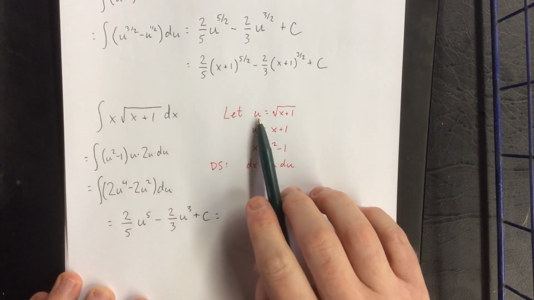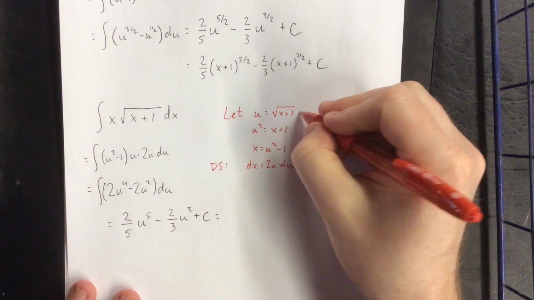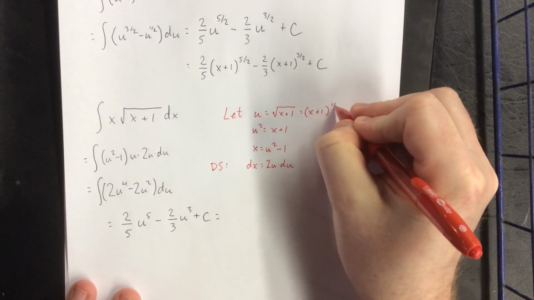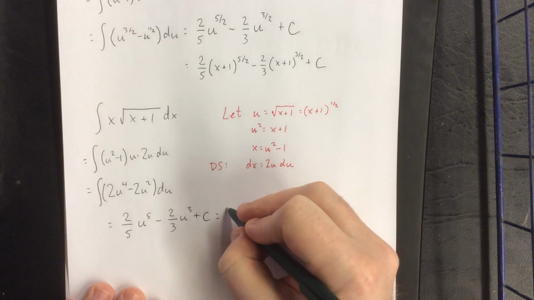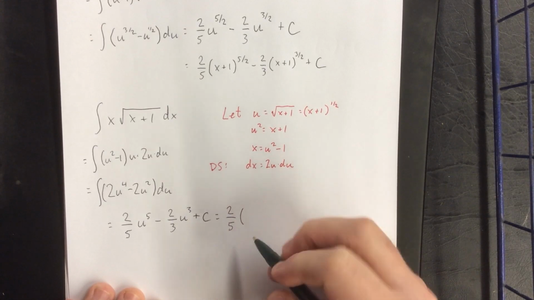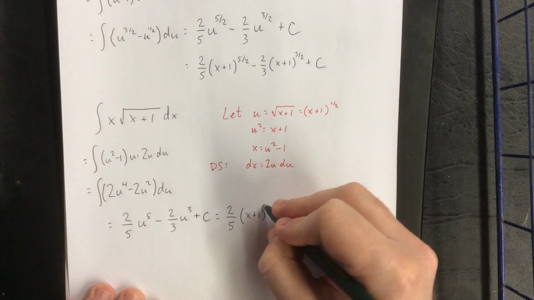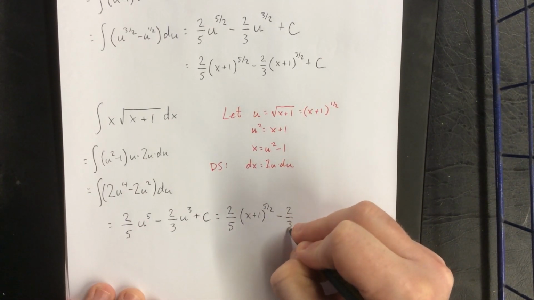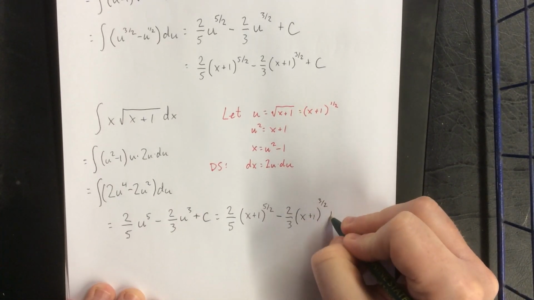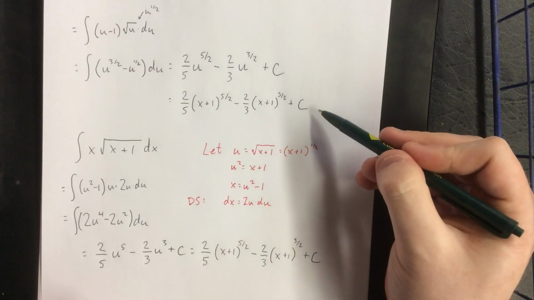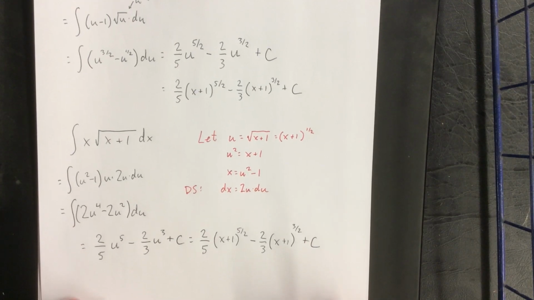Now with that in mind, the initial u being the square root of x plus 1 means that we could also express it as x plus 1 raised to the 1/2 power. If you take a 1/2 power and you raise it to another power, you multiply the exponents. So this would be 2/5 times x plus 1 raised to the 5/2 power minus 2/3 times x plus 1 raised to the 3/2 power. You'll notice that that result is consistent with the result that we got from the other substitution. So on occasion, there are multiple ways that you can do any one single problem.